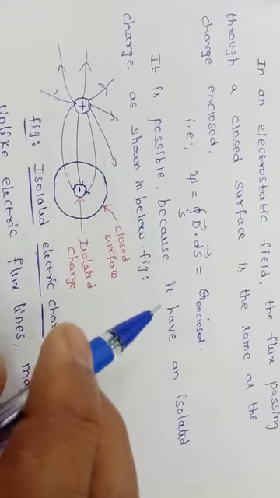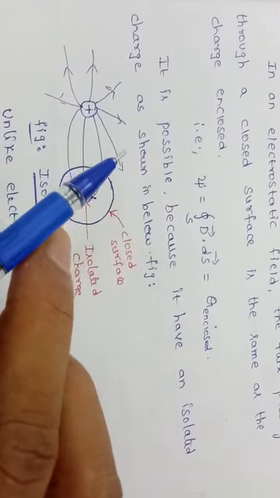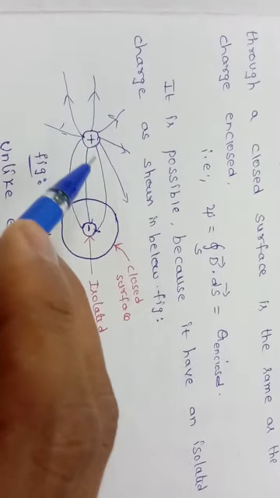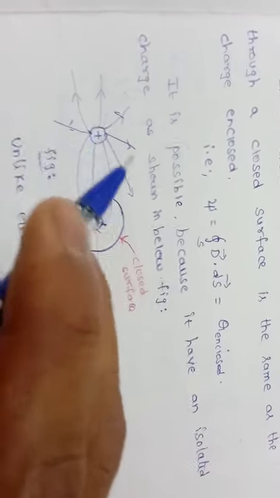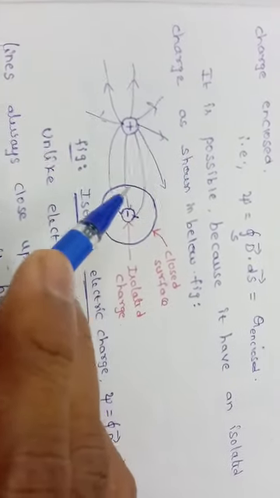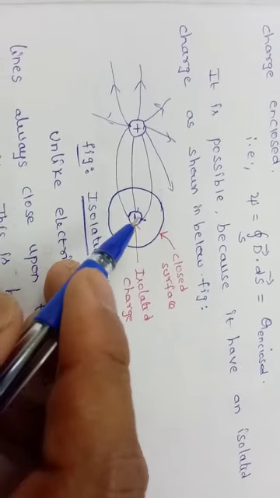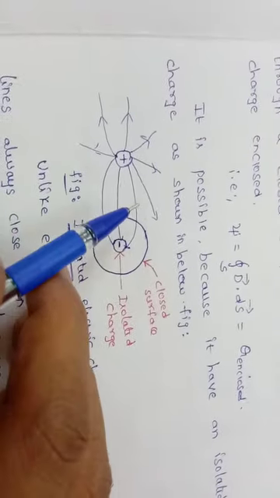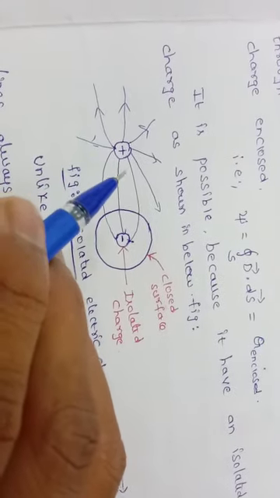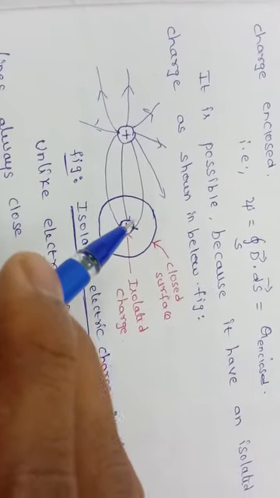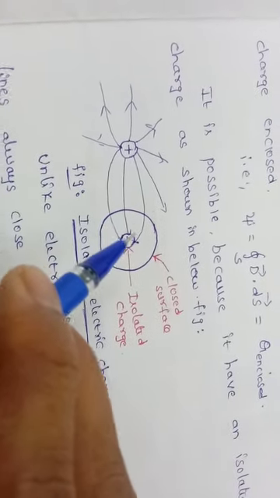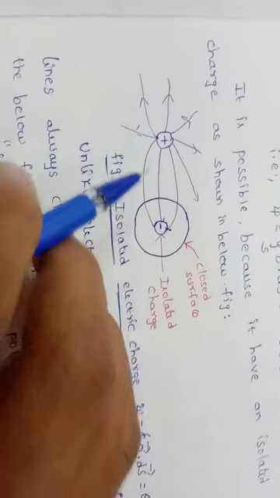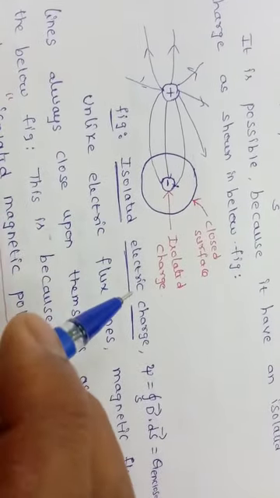It is possible because it has an isolated charge. Let us consider here a positive charge. It is going to produce some flux lines in this manner. Now I am going to consider a closed surface. Let us assume that in that closed surface there is an isolated negative charge here. Now if you observe, the flux lines coming out from the positive charge are going to be attracted by this negative charge. In this manner, in this closed surface there is some flux. Is it clear? That's why the name of this figure is given as isolated electric charge.